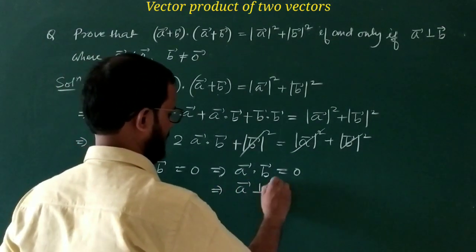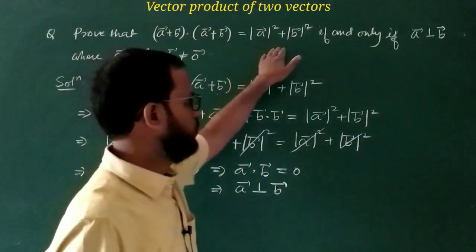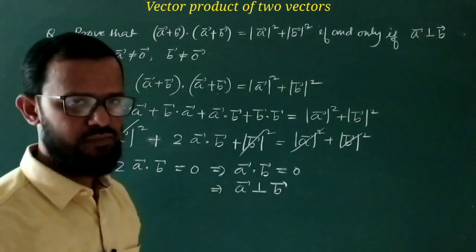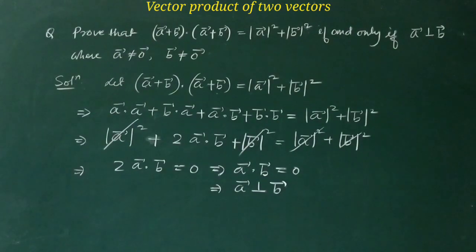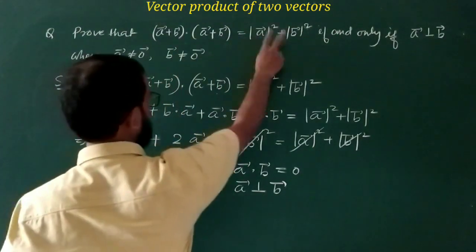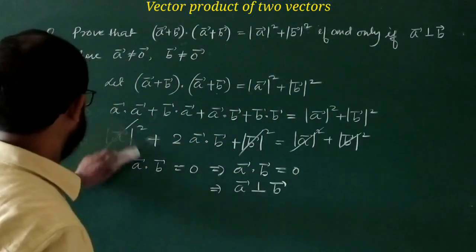Conclusion is that A vector is perpendicular to B vector. So by supposing this particular result is true, we have proved that A vector is perpendicular to B vector. Next we are going to suppose that A vector is perpendicular to B vector and prove that left hand side is equal to right hand side, means this is equal to this.